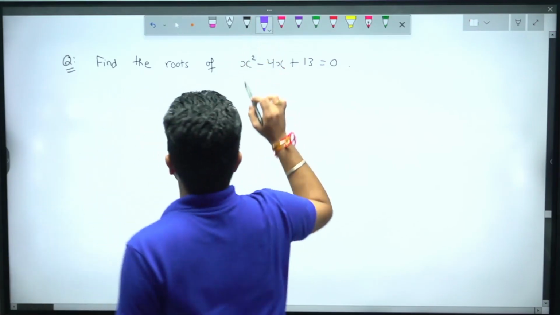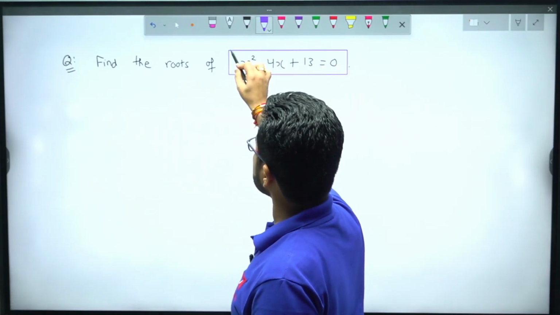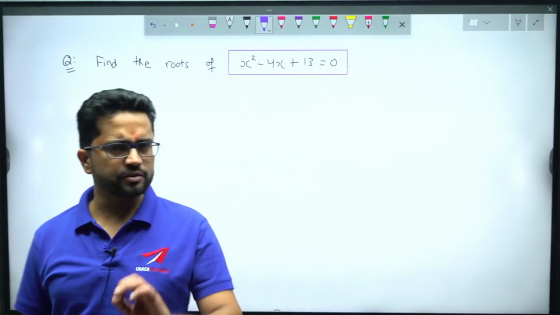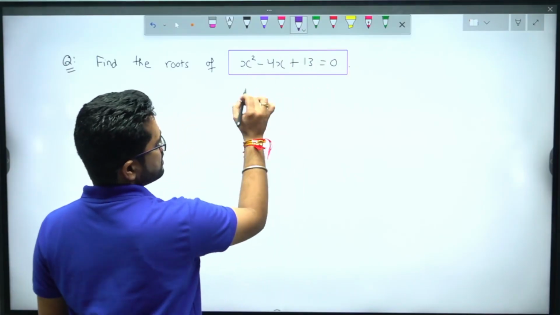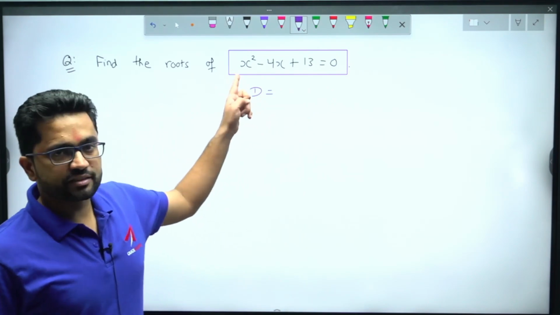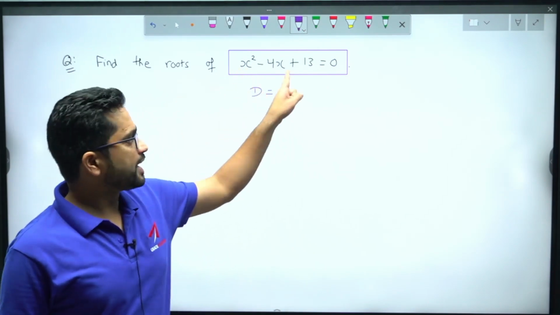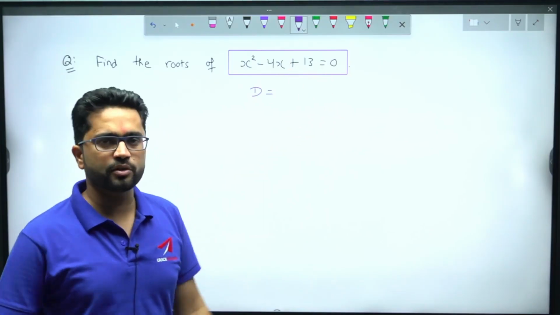Please understand, it says find the roots of this particular quadratic equation. Simple question. Now, before we proceed further, let's calculate the discriminant. And also, please note the coefficients. X square has coefficient 1, x has coefficient minus 4, and the constant term is 13. That is also a real number.